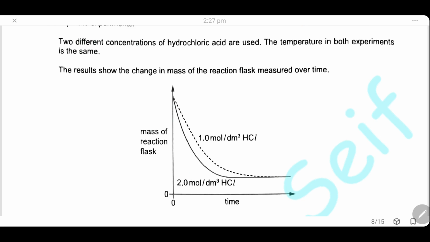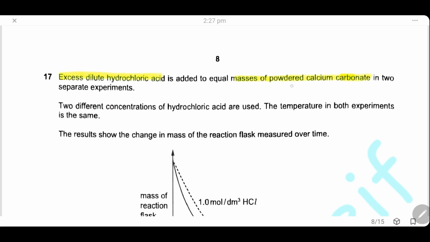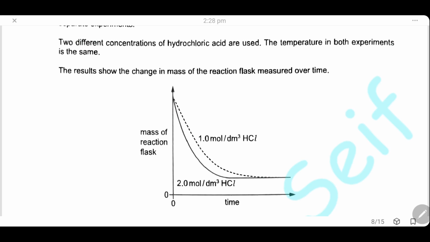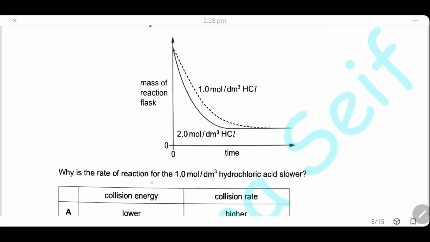As we can see from the graph, the mass of the reaction flask decreased with time as we lose carbon dioxide gas. Of course, we have the same mass of powdered calcium carbonate, so the amount of carbon dioxide gas will be the same, and we will reach the same mass at the end of the reaction, but the higher concentration of hydrochloric acid will have a steeper curve, faster rate of reaction than the lower concentration, but at the end we will reach the same mass. Why is the rate of reaction of the 1 mole per decimeter cube of hydrochloric acid slower?